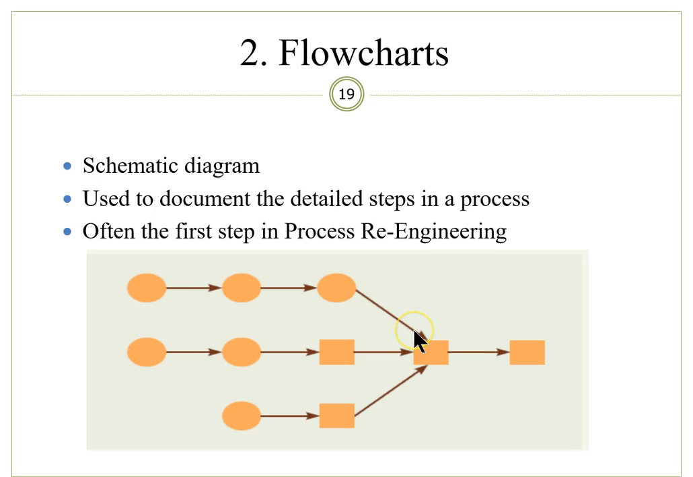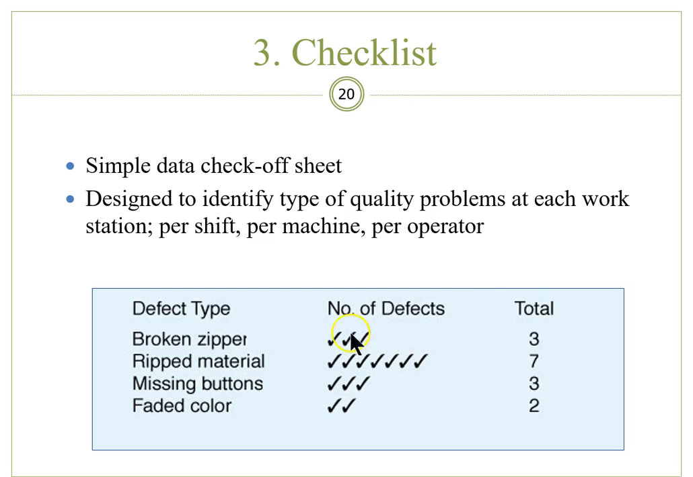Then you have the flowcharts. Flowcharts are simply schematic diagrams used to document the detailed steps in a process. It's often the first step in process re-engineering. Okay. Then you have, of course, a checklist, which is a simple data checkoff sheet, right?